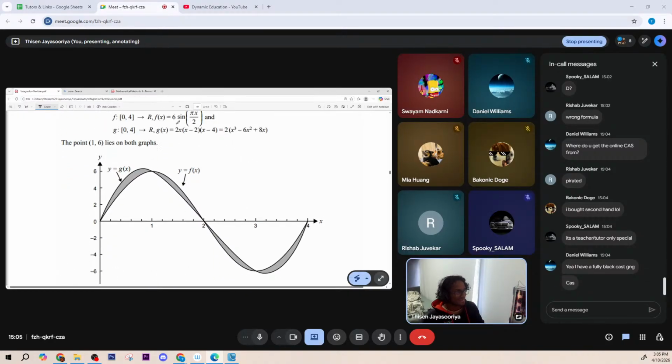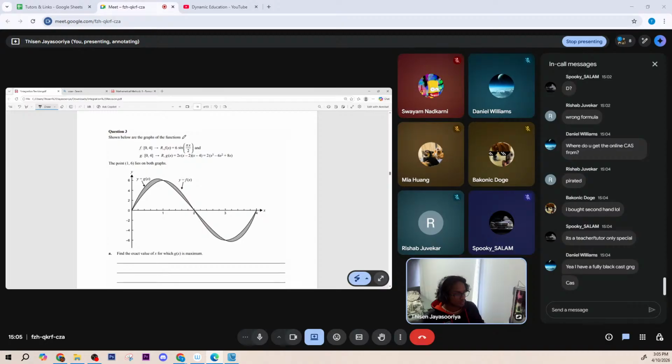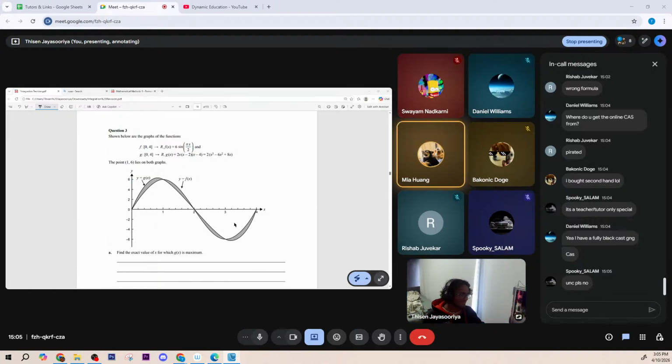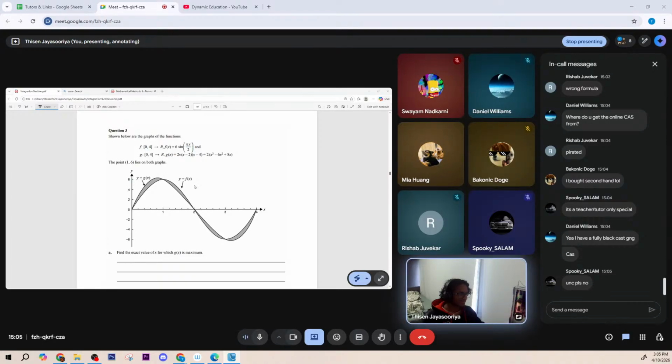Okay. So here we're showing these two questions, F and G, and we're showing the point (1, 6) lies on both of these functions. So, Mia, when you're given an exam question like this, what do you normally do? Define the function. Yeah, you define the function. But don't try and do this if you don't define it, because it's going to be a pain in the ass to do this.